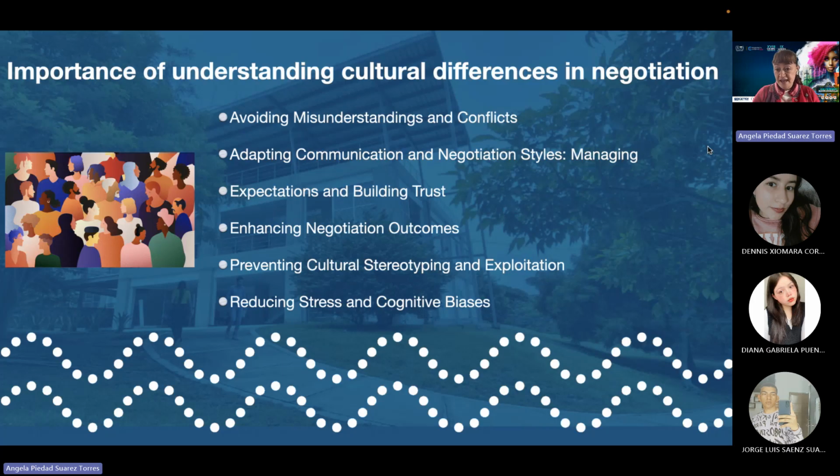Preventing cultural stereotyping and exploitation. This is very important, because sometimes we have a stereotype of a culture, and we think that the short information that we have is enough for the process, and that we're going to be able to deal with the process just with that information. And that is a huge mistake. We really need to know about the culture of the negotiators, and the culture that they have from the country where they belong. But also it is important to know more about the trajectory that they have in processes of negotiation.